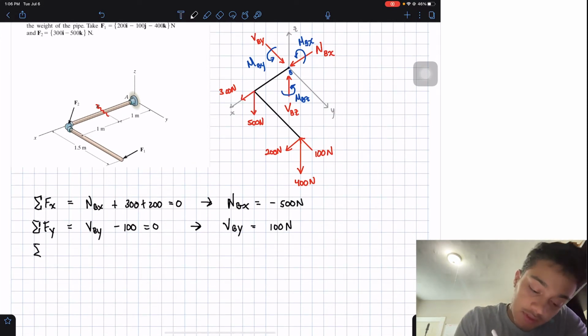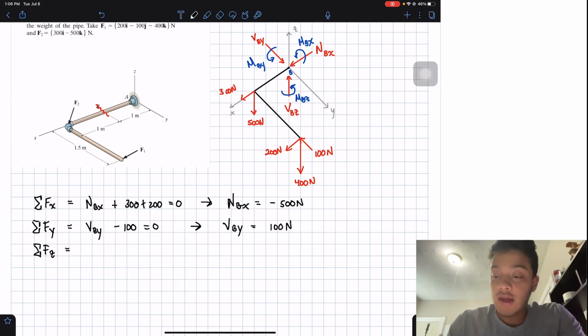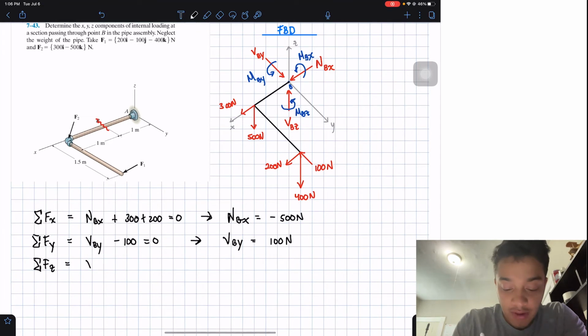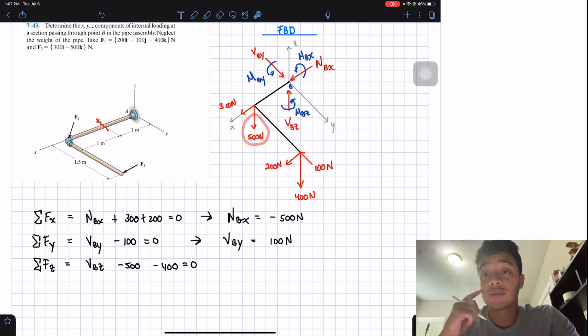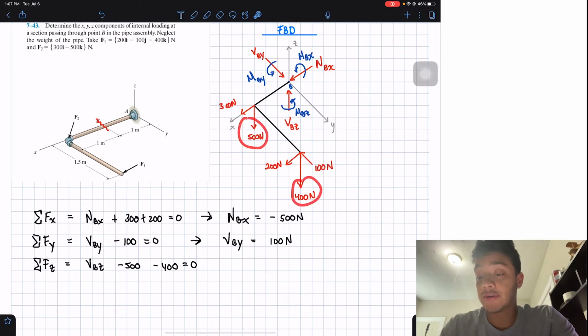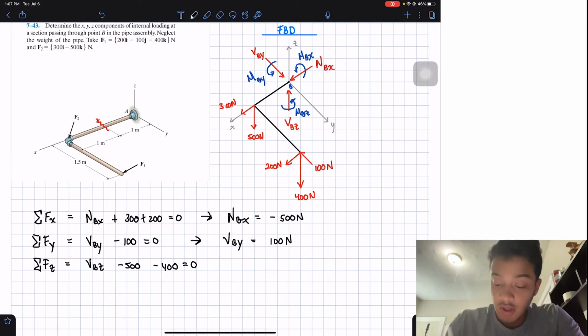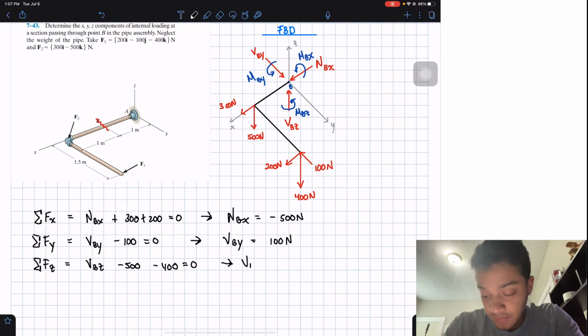Next thing I can do is the summation of forces in the z direction. And what do I have in the z direction? I have my unknown, which is shear Bz. Then I have negative 500 newtons and negative 400 newtons, and all this should be equal to 0. Just in case you don't know which ones they are, this is the 500 newtons and this is the 400 newtons, okay? If we solve for my unknown, my shear in the z direction, we will end up that it is equal to 900 newtons.